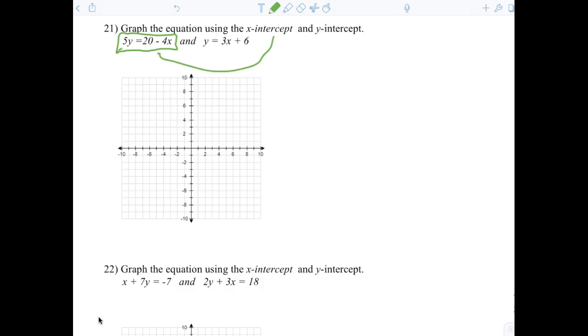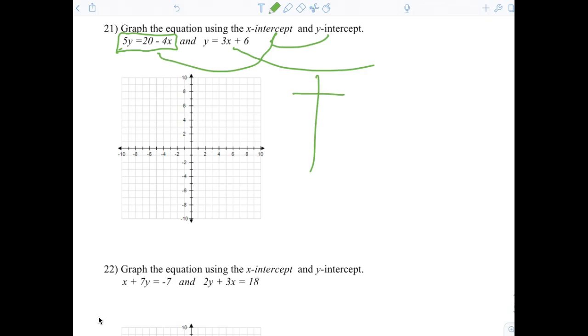That's a good setup for using the x and y intercept. That's the best way to do that. This one is set up to do y equals mx plus b. Everybody happy with that explanation? All right, so here we go, real quick.